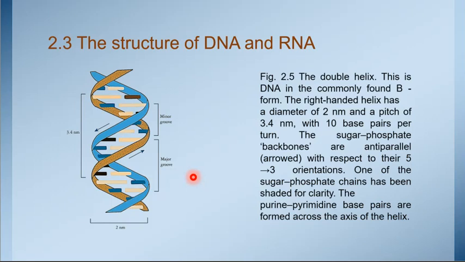The sugar phosphate backbones are antiparallel, so you can see here the backbones are antiparallel with respect to their 5' to 3' orientations. One of the sugar phosphate chains has been shaded for clarity. So the pyrimidine base pairs are formed across the axis of the helix.